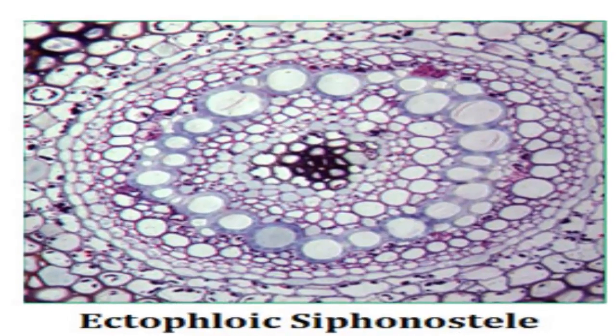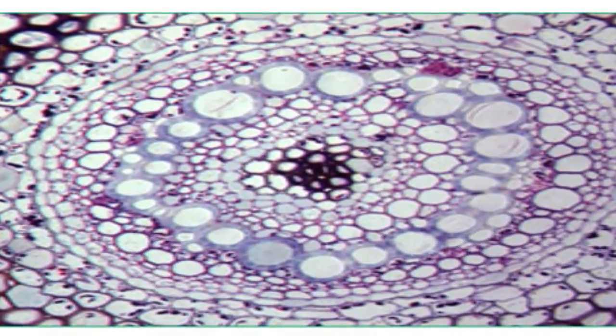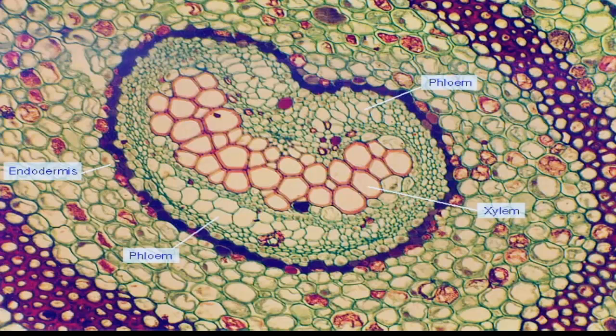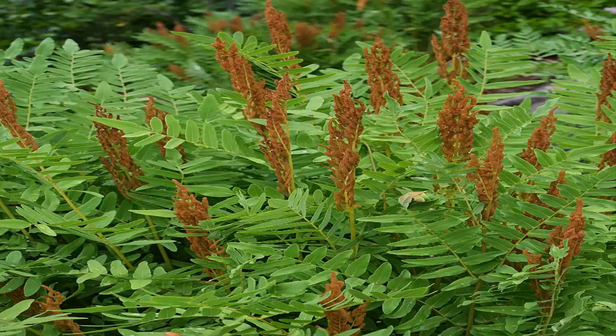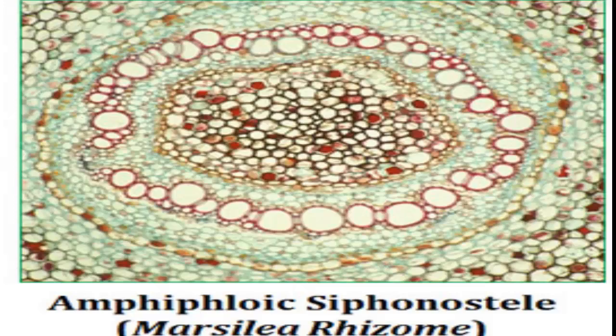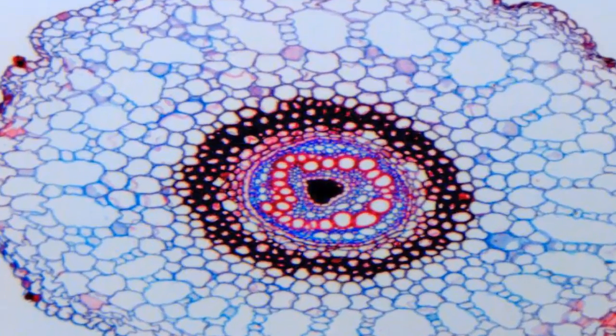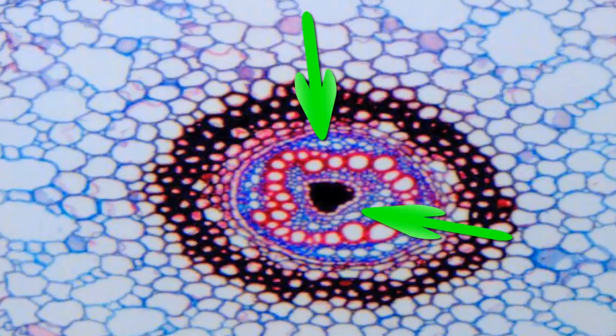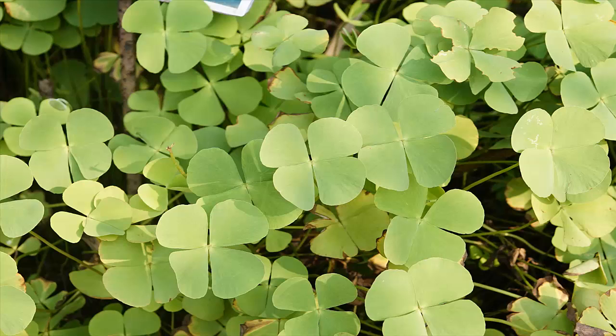Ectophloic siphonostele. The phloem is restricted only on the external side of the xylem with pith at the center. Example, Osmunda or royal fern. Amphiphloic siphonostele. The phloem is present on both sides of the xylem with pith at the center. Example, Marsilea.